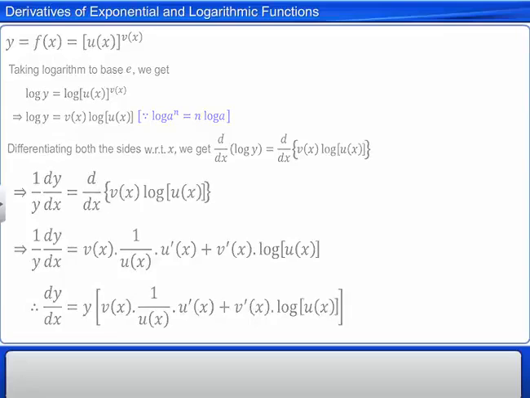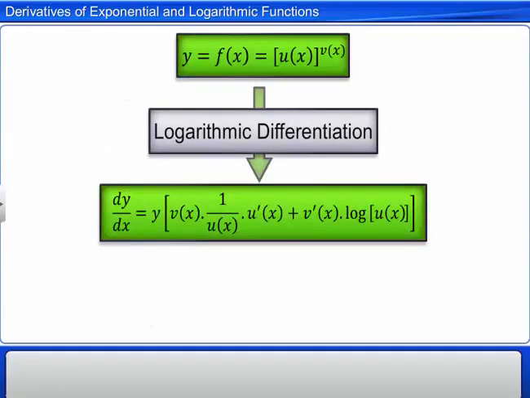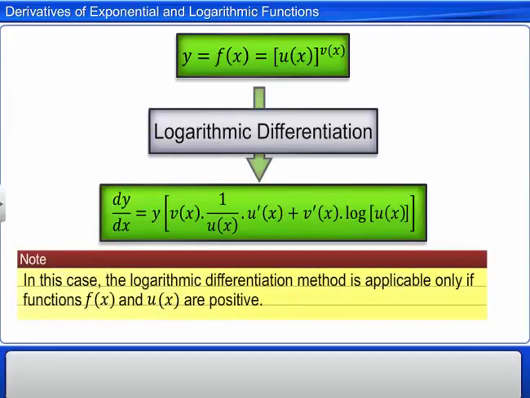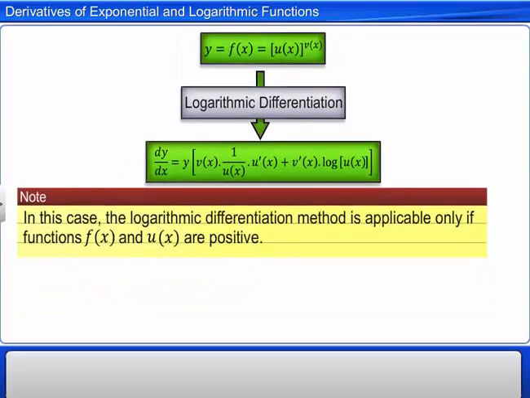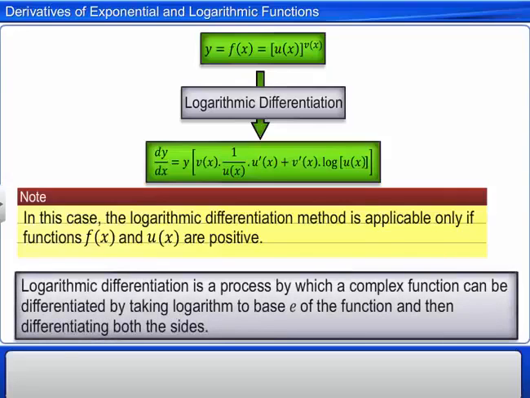This process of differentiation is called logarithmic differentiation. Note that this method is applicable only if functions v of x and u of x are positive, because logarithms of negative quantities are not defined. Logarithmic differentiation can be applied to find the derivative of any complex function. Hence, we can say that logarithmic differentiation is a process by which a complex function can be differentiated by taking logarithm to base e of the function and then differentiating both the sides.